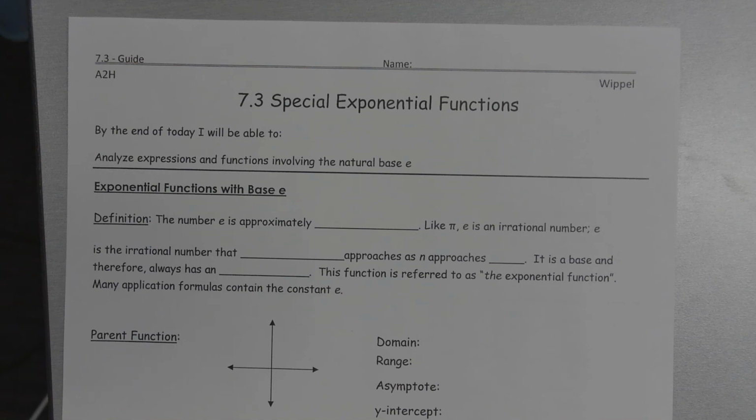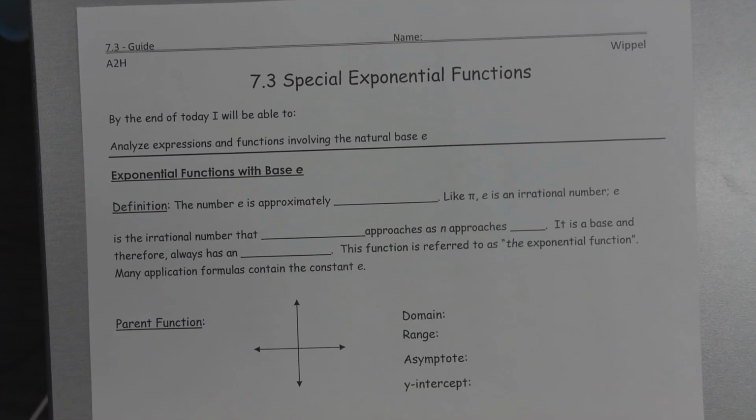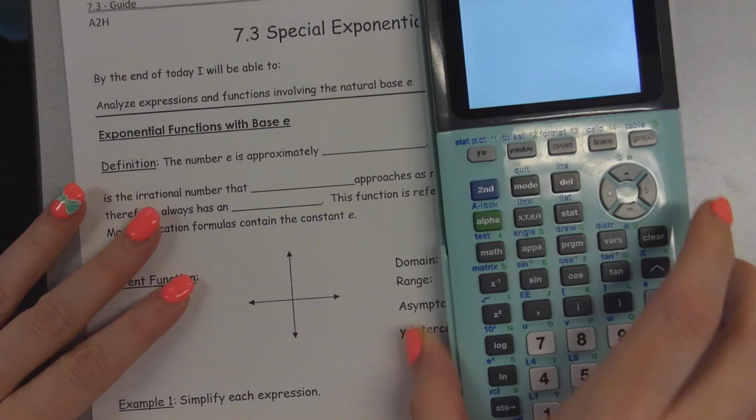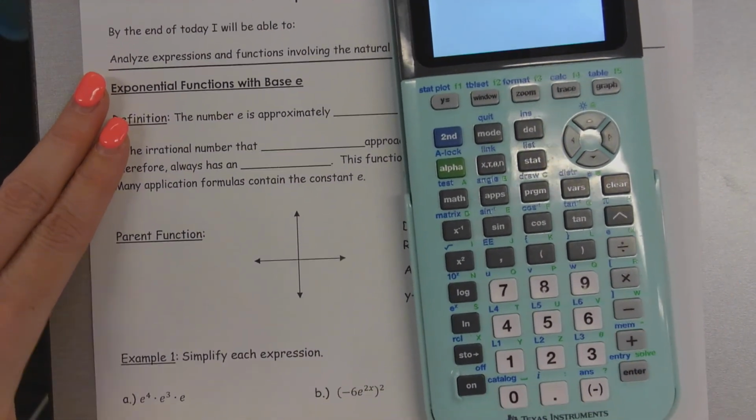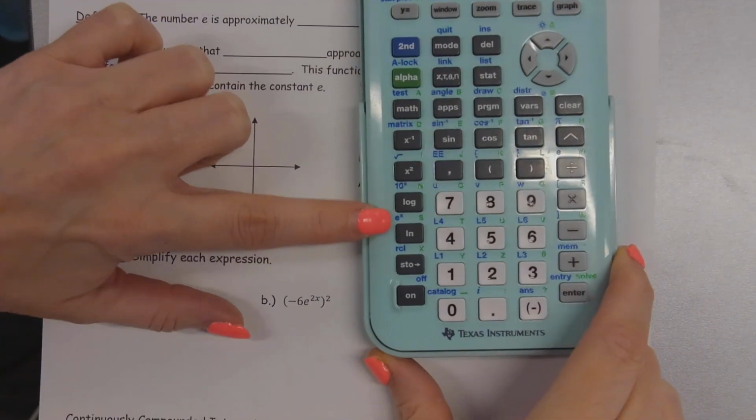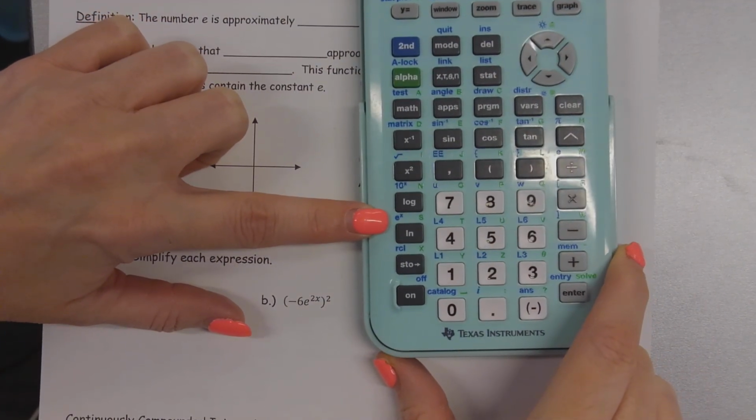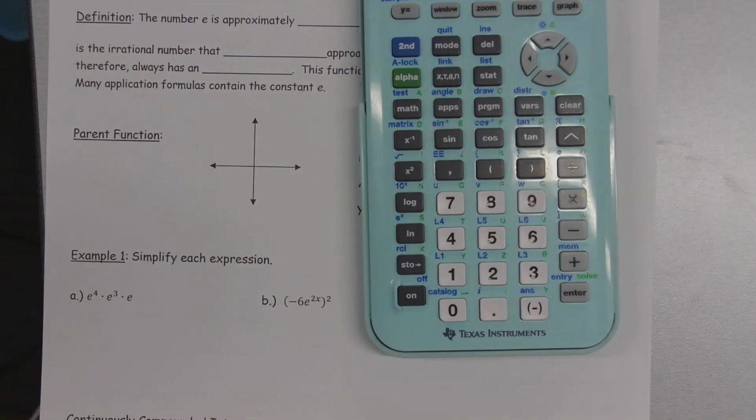All right, so 7.3, this is called special exponential functions. And today we're going to learn about a new, well, maybe not new, but a button on your calculator that you probably haven't used much before. This is the E button, and it is the natural base of a function. There are a couple places where you're going to see E on your calculator. The one we're going to be using the most is the one that says E to the X. So I want you to go ahead and find that now.